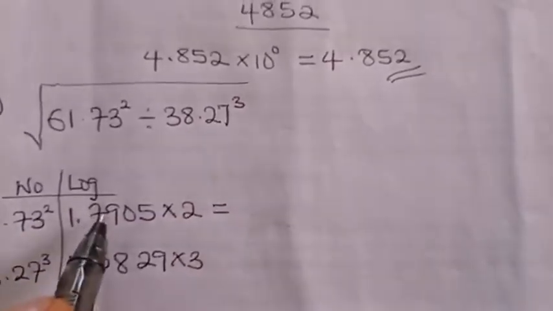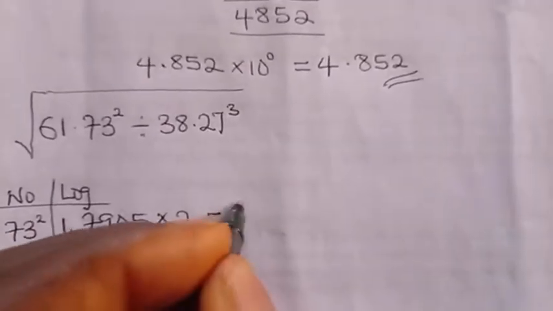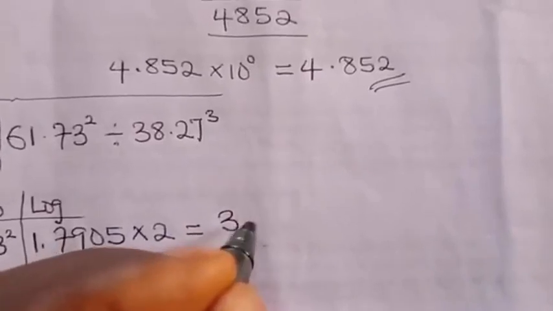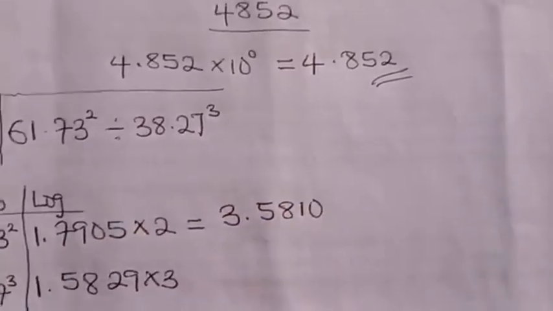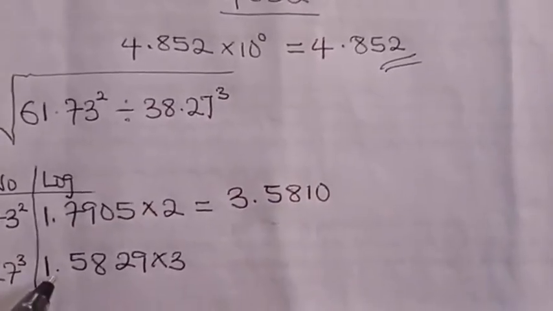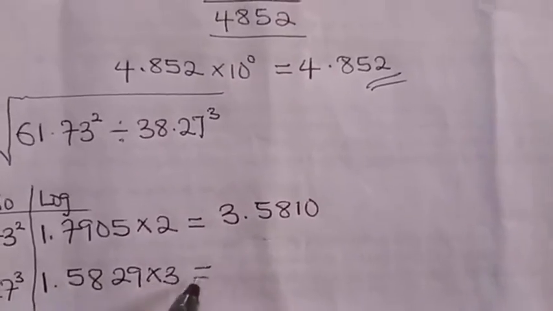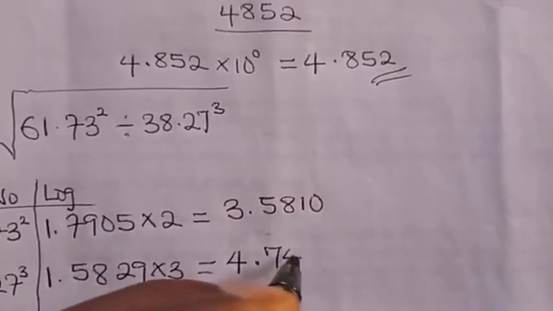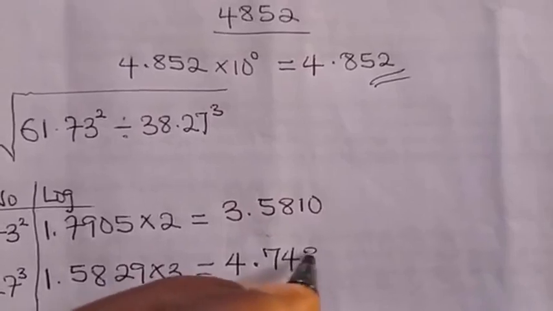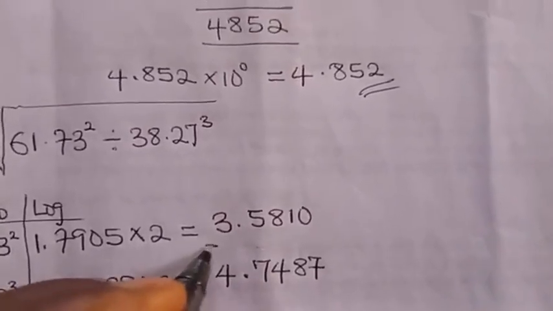And when you multiply 1.7905 by 2, you are going to have 3.5810. And for the second one, 1.5829 multiplied by 3, we have 4.7487. It is at this point that we will subtract.